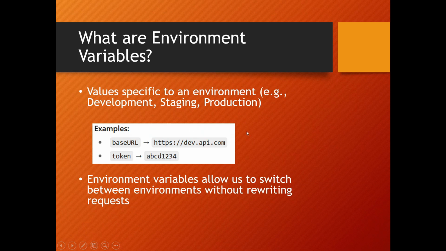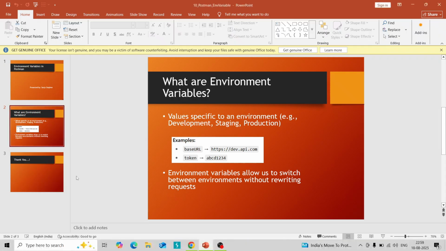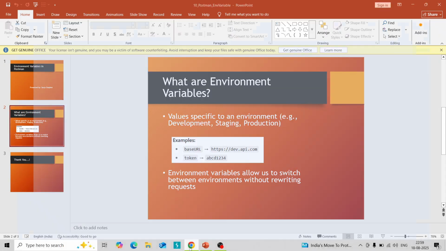So we have to run our request in each environment, and we need to change the variable value each time. It is time consuming and not easy to practice. So in that case, we can use environment variables. They allow us to switch between environments without rewriting the request. I will switch to Postman and demonstrate how to achieve that.